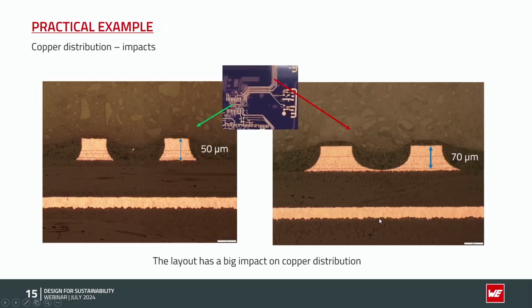Let's have a look at the design impact. This is a real life application. You have here a mixed layout, which is fine. 50 micron copper on the outer layer was planned, 50 was reached. The etching process was pretty good.